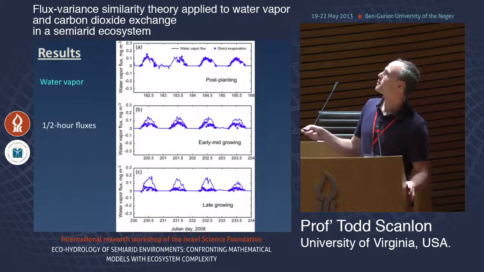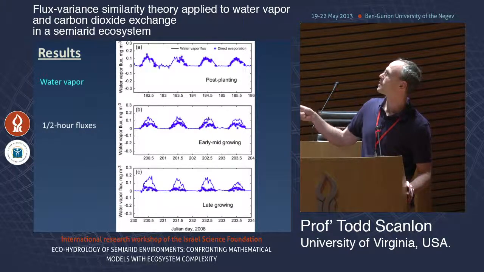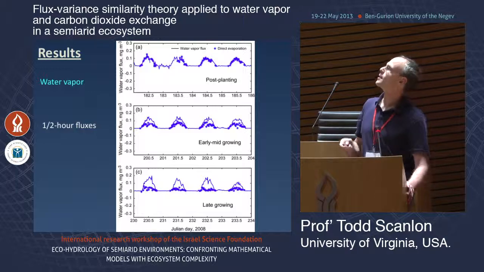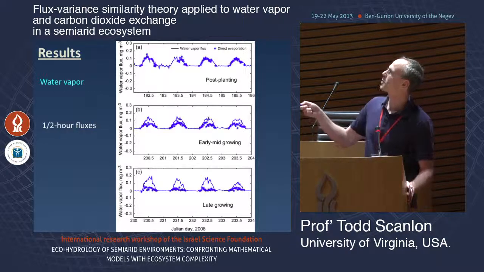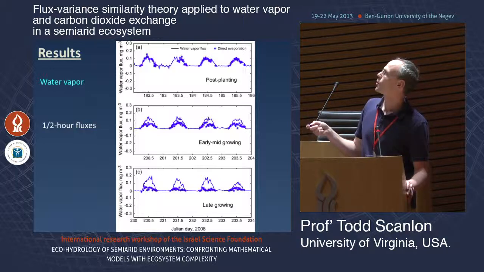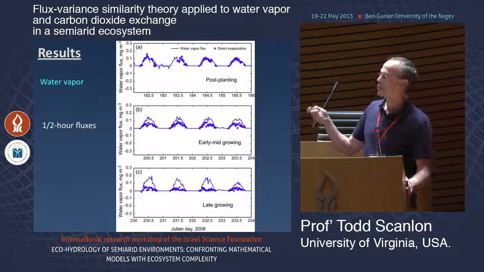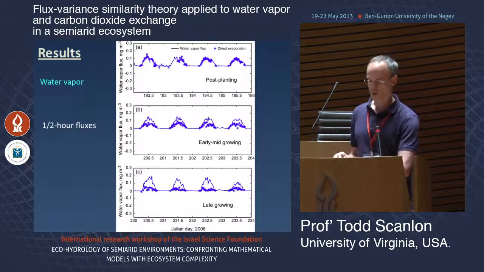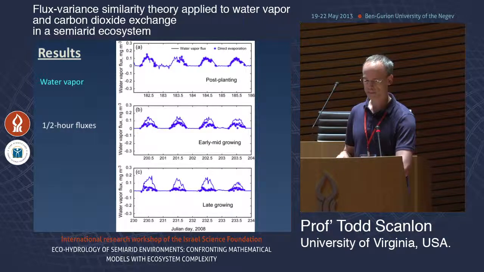Zooming in on some of these 4-day periods in the post-planting period, early to mid-growing season, and late growing season. The blue line shows the measured water vapor flux. Those blue asterisks are the direct evaporation. So early on, direct evaporation accounts for most of the water vapor flux that we're measuring. When we move through the growing season, the portion that is coming from direct evaporation gets lower and lower, at least according to the results from this partitioning technique.